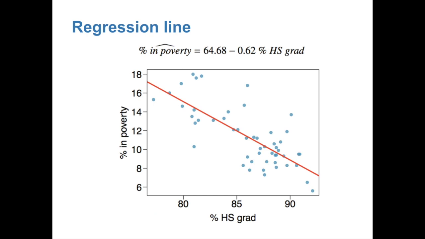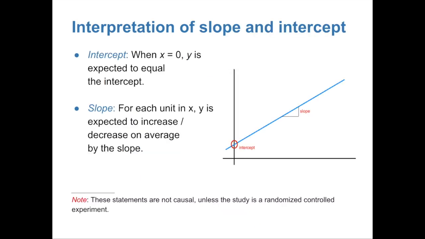Here is our final regression line. The expected percent in poverty is equal to 64.68% minus 0.62% of the high school graduates. The intercept can be found when our x value is 0 and y is expected to equal the intercept. For the slope, for each unit in x, y is expected to increase or decrease on average depending upon the slope. It is decreasing if it is negative and it is increasing if it is positive.